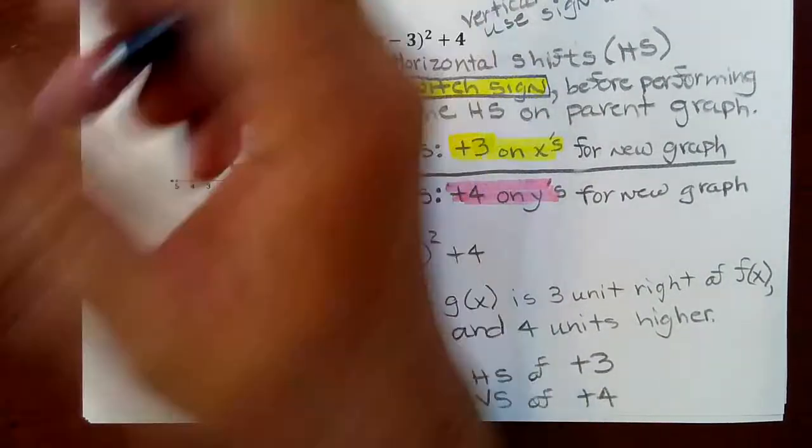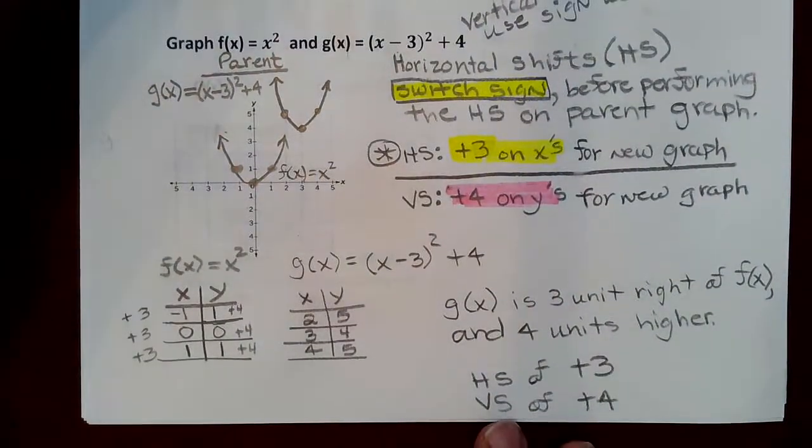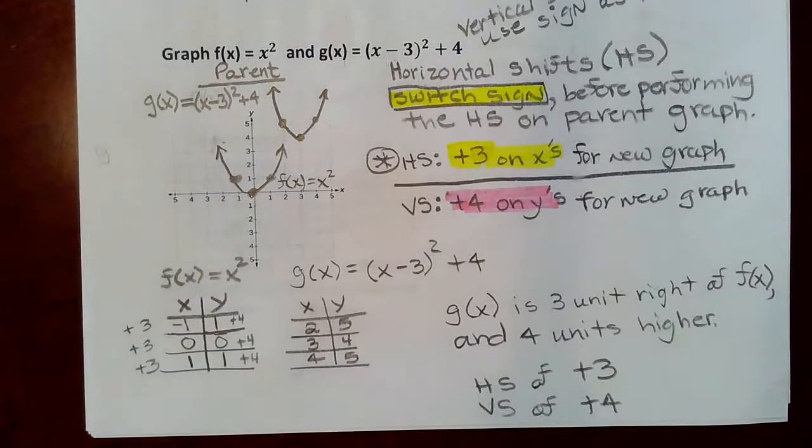And that's what you do when you're being asked to compare. You're creating a table for the parent graph, then looking at the equation of the other function to see whether there are vertical shifts or horizontal shifts or both. Sometimes the graph shrinks, sometimes it expands, things like that. And then you're performing those shifts on the parent graph table to get the new graph.